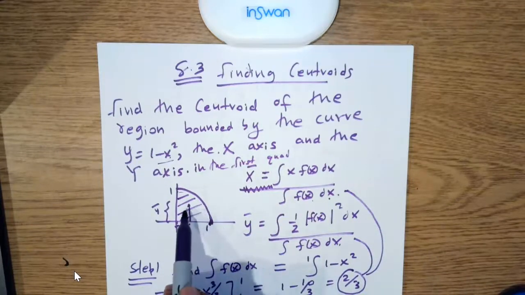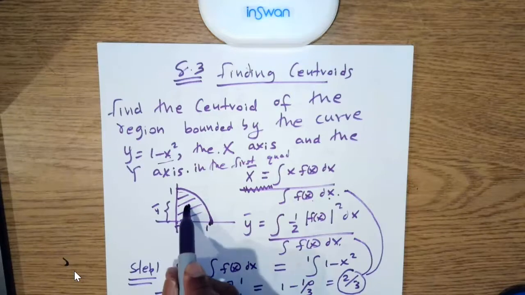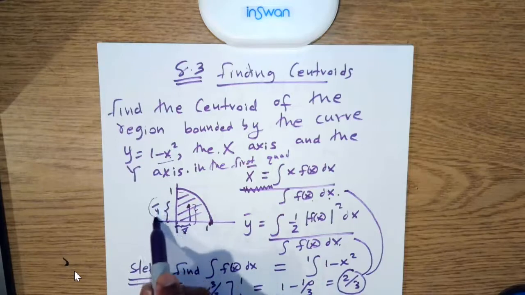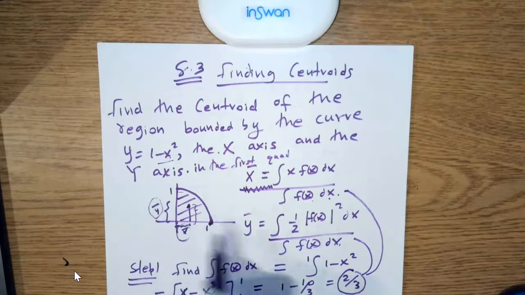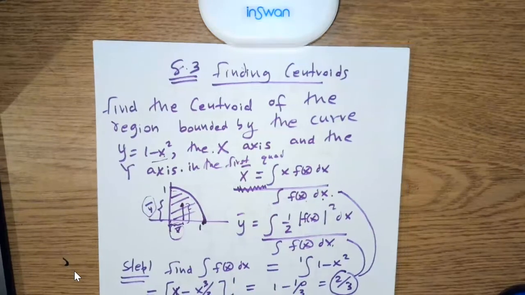So you want to find the center of gravity or the centroid. So you want to find x bar and y bar. The x coordinate is x bar and the y coordinate of the centroid is y bar. Okay, so we have a formula for that.